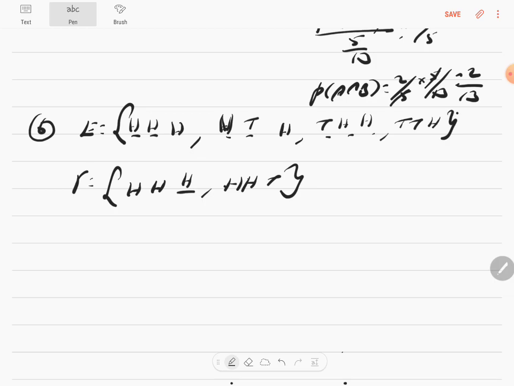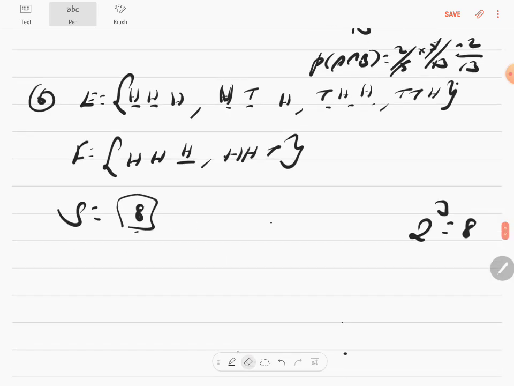Okay, and do you know the sample space? The sample space of 3 coins tossed will have how many outcomes? 2 to the power of how many times you are tossing? 3 times. So it's 2 to the 3, which is 8. Sample space will have 8 outcomes. Just to know it, because every probability is out of the sample space.